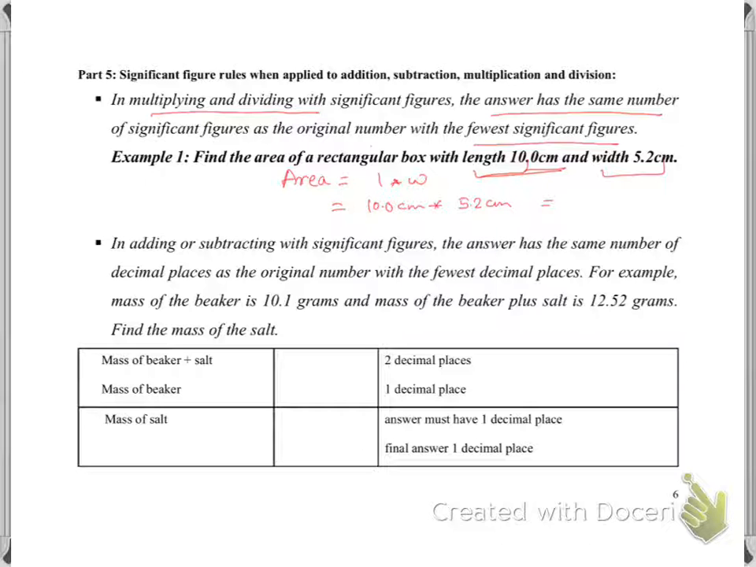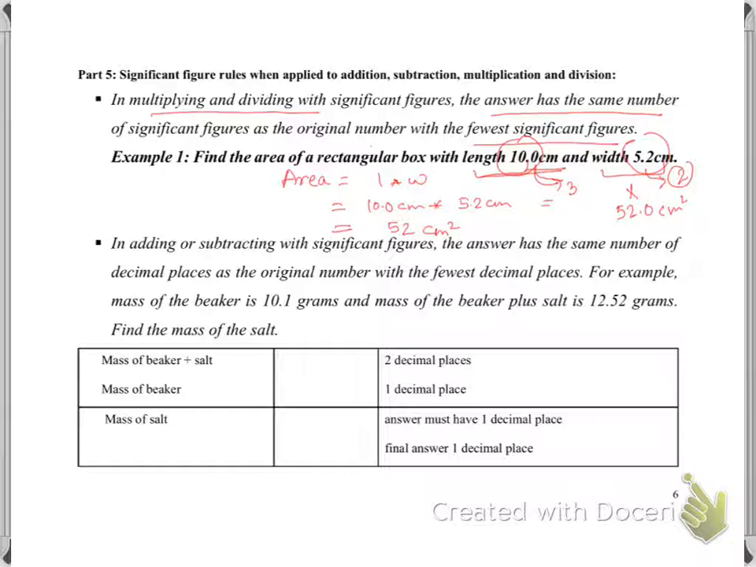What does that mean? These are my original numbers. How many significant figures are in 10.0? 3. How many are in 5.2? 2. And you go by the fewer. That means my answer needs to have 2 significant figures. So if I'm multiplying 10.0 with 5.2, my calculator is showing 52. How many significant figures are in 52? 2. So my answer should be 52 centimeter square. If I write this as 52.0 centimeter square, that will be wrong because then I'm putting 3 significant figures.